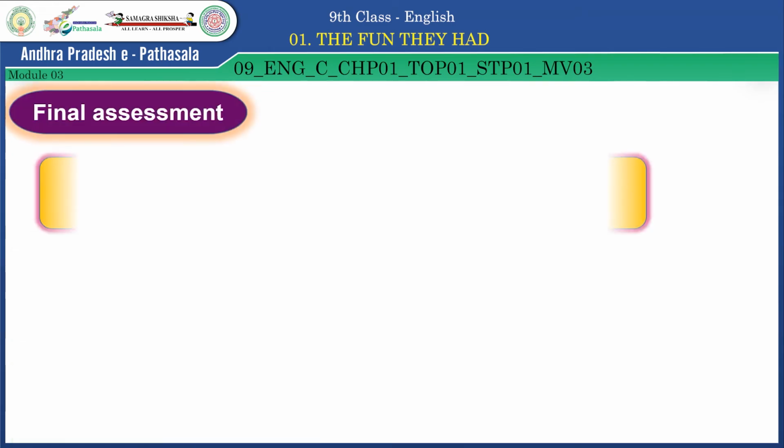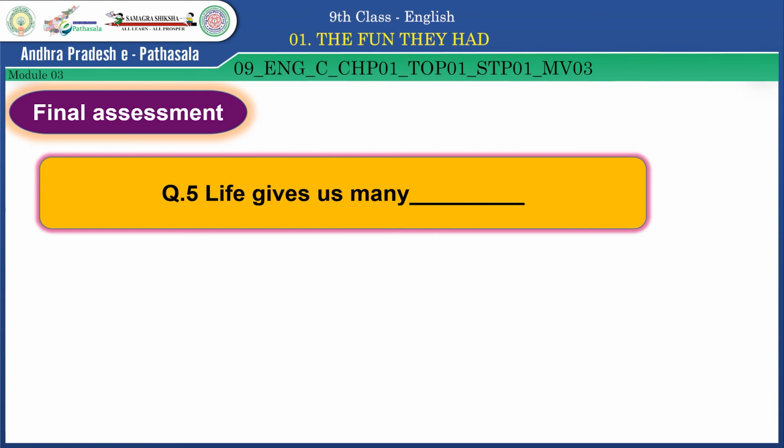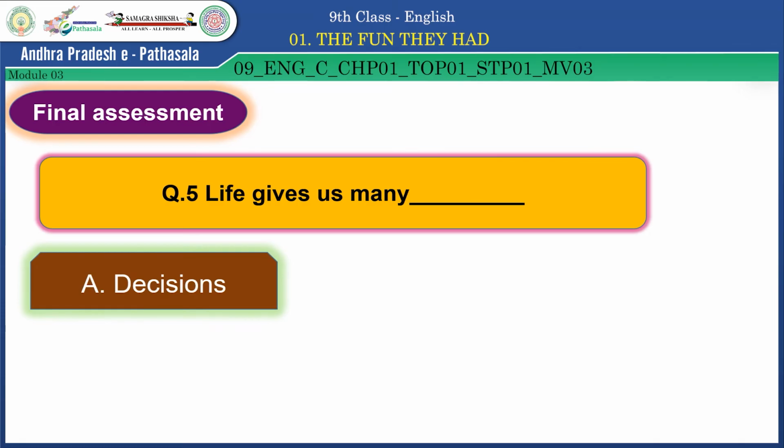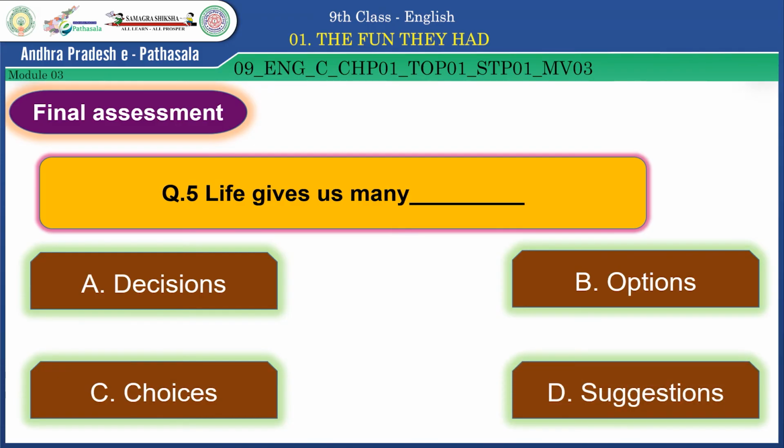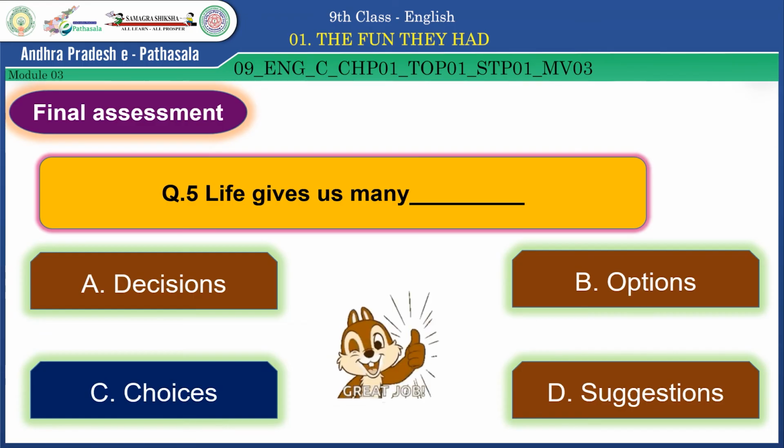Complete the sentence by choosing the options. Life gives us many dash: decisions, options, choices, or suggestions. Yes, the answer is C. Life gives us many choices. Hooray!